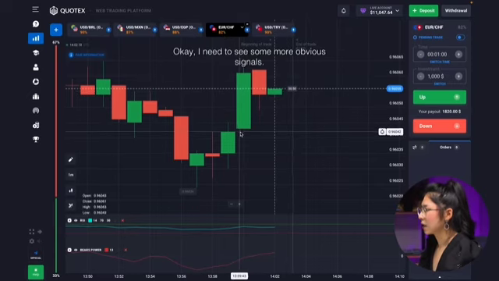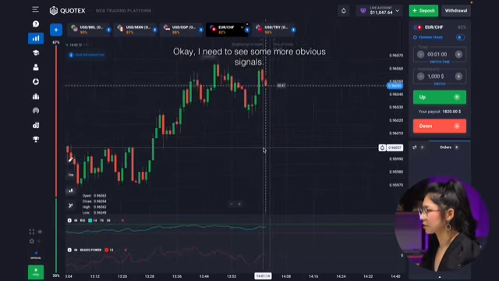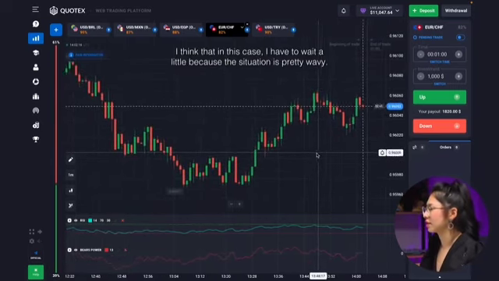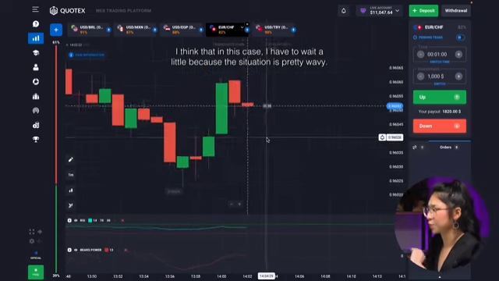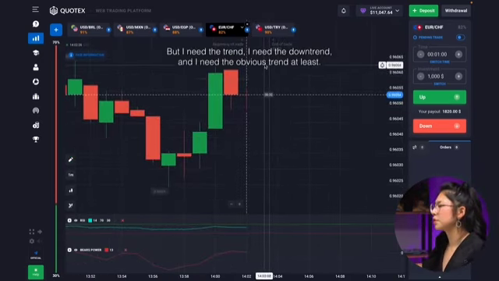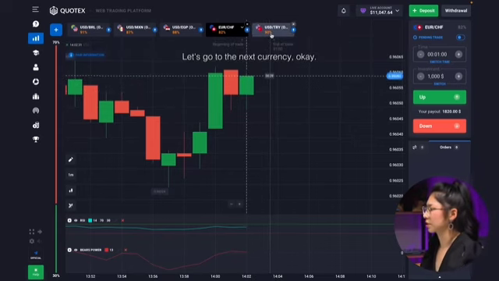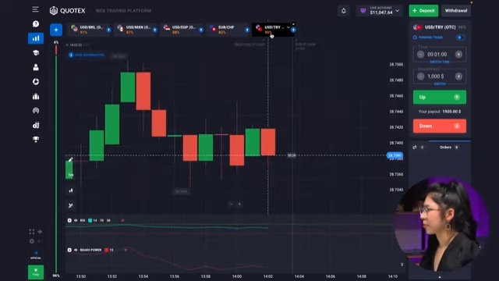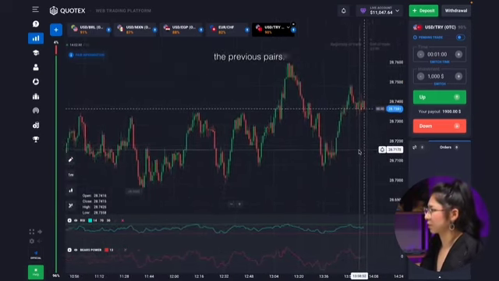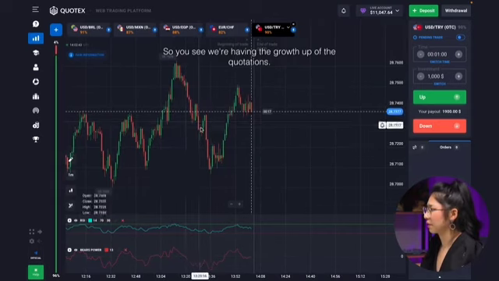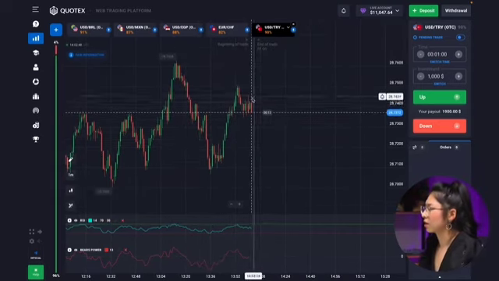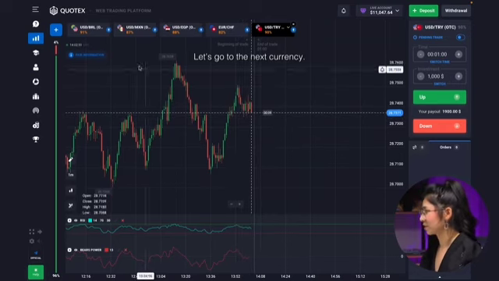Okay, I need to see some more obvious signals. Let's see what is going on and I think that in this case I have to wait a little because the situation is pretty wavy. But I need a trend, I need a downtrend, I need the obvious trend at least and let's go to the next currency. Okay. The situation here is also a bit unmovable in comparison of previous pairs. So we see we have the graph up of the quotations and according to this very area it's not moving pretty well. Okay, let's go to the next currency.